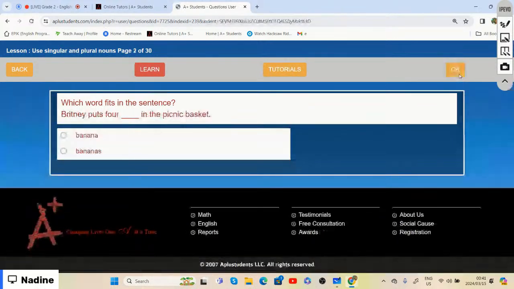It says Brittany puts four. If we already hear the word four, it refers to more than one. It's like saying one, two, three, four. It is more than one thing, right? So Brittany puts four. Do we say banana in the picnic basket? Or do we say Brittany puts four bananas in the picnic basket?